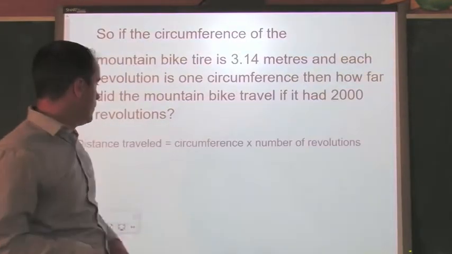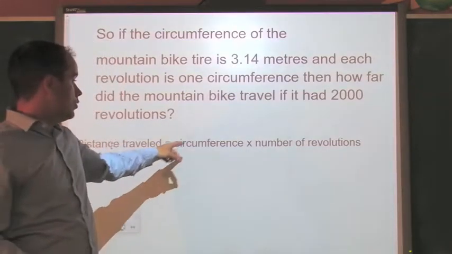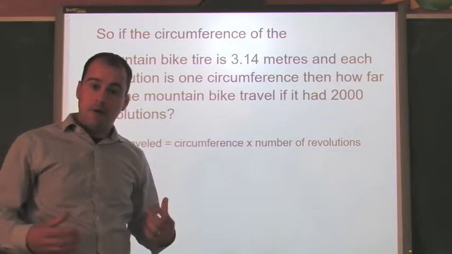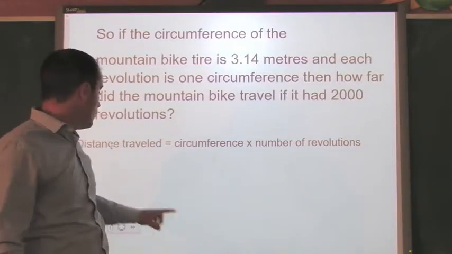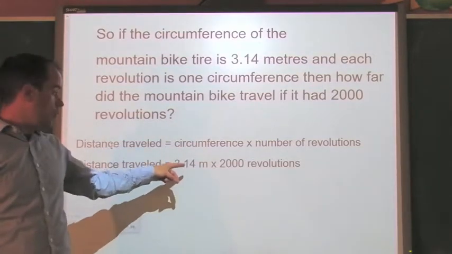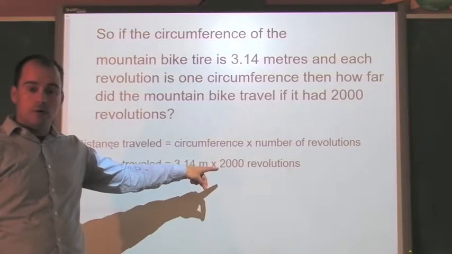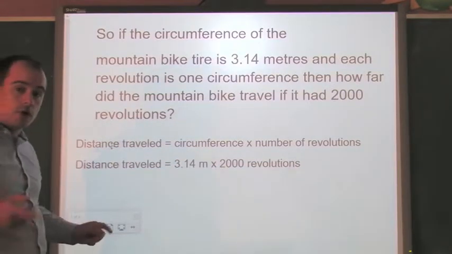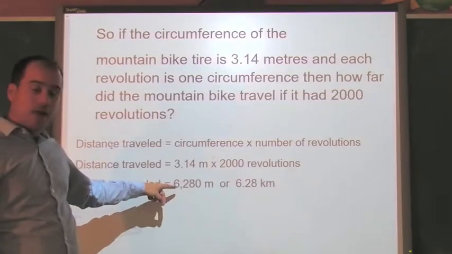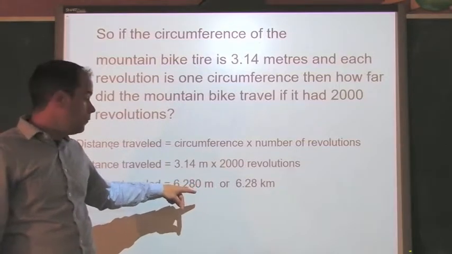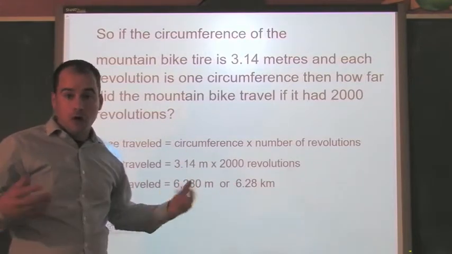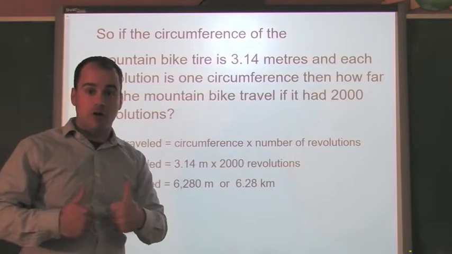The formula is this: distance traveled equals the circumference times the number of revolutions. So if we put in the numbers we've already figured out, we can find just how far you've traveled. Distance traveled equals 3.14 meters times 2,000 revolutions. Put that into your calculator. You should have come up with the answer of distance traveled equals 6,280 meters, or 6.28 kilometers, since there are 1,000 meters in every kilometer. So you went 6.28 kilometers. That's a great ride.